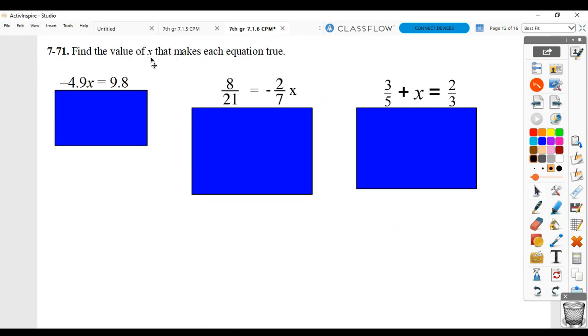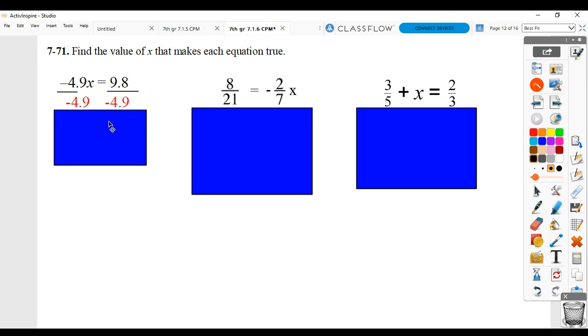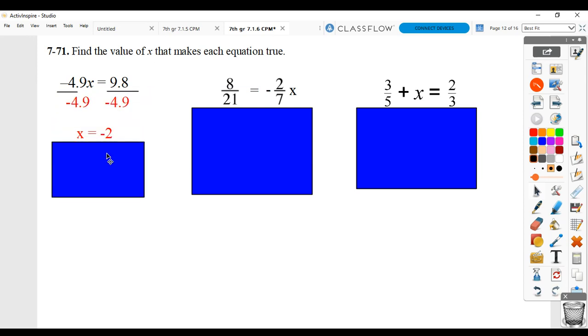For 771, we want to find the value of x that makes the equation true in each case. So here we basically are set up for a one-step equation. We just divide both sides by negative 4 9/10. X equals negative 2, because that's what 9 8/10 divided by negative 4 9/10 is.